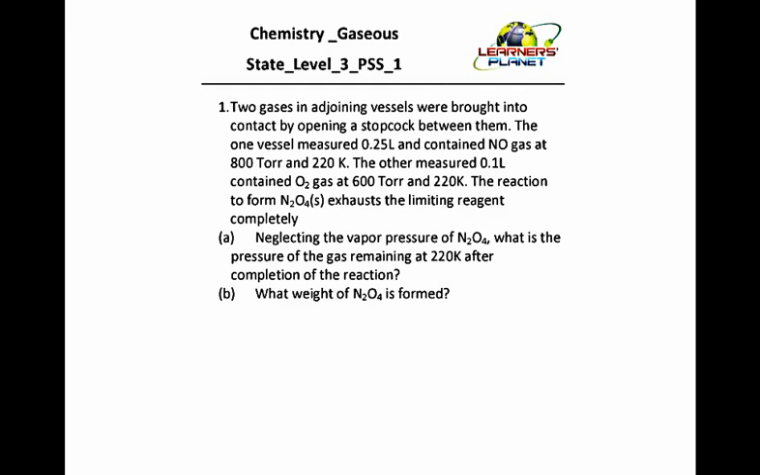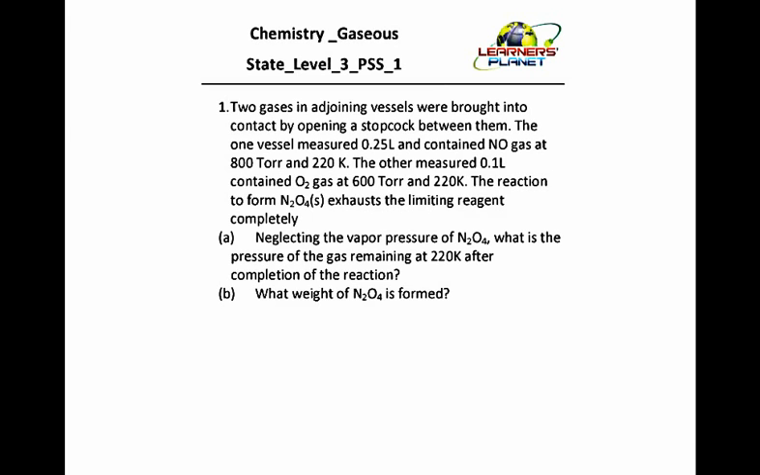The two gases in adjoining vessels were brought into contact by opening a stopcock between them. One vessel measured 0.25 liter and contained nitrogen oxide gas at 800 torr and 220 Kelvin. The other measured 0.1 liter and 220 Kelvin. Now the reaction to form N2O4 exhausts the limiting reagent completely. So neglecting the vapor pressure of N2O4, what is the pressure of the gas remaining at 220 Kelvin after the completion of the reaction? And then we have to measure what is the weight of N2O4 that is formed.